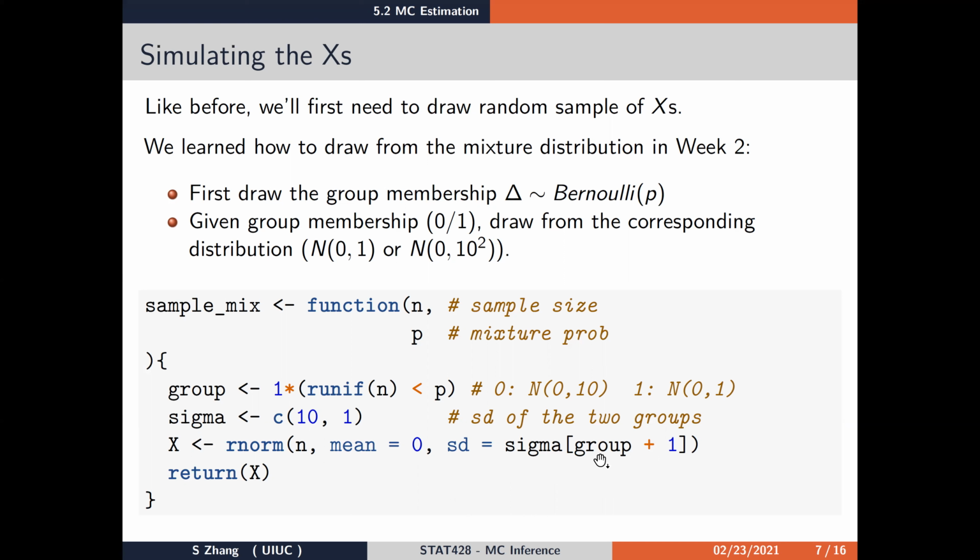So if a person's group is 0, group plus 1 will be equal to 1. So we will be looking at the first entry of sigma. So for individuals with group equals 0, we will be using the standard deviation of 10. For people who have group equals 1, we will look at the second entry of sigma when we draw their X. So we'll be using the standard deviation of 1. And the resulting X's will be returned, and that's going to be our length n samples from this mixture. So this is just a review of what we talked about 3 weeks ago.